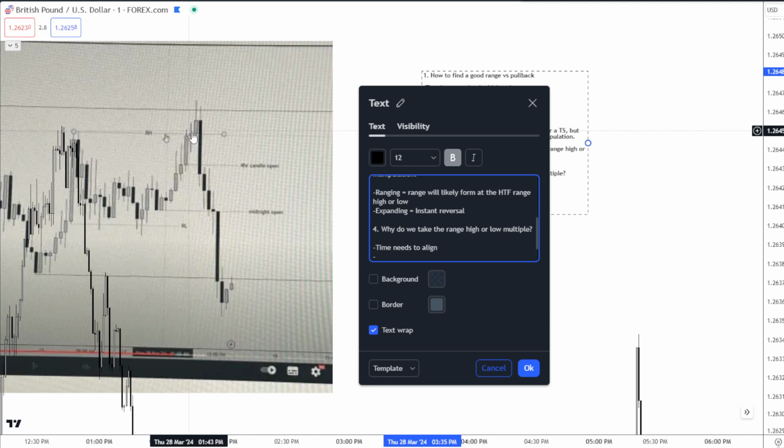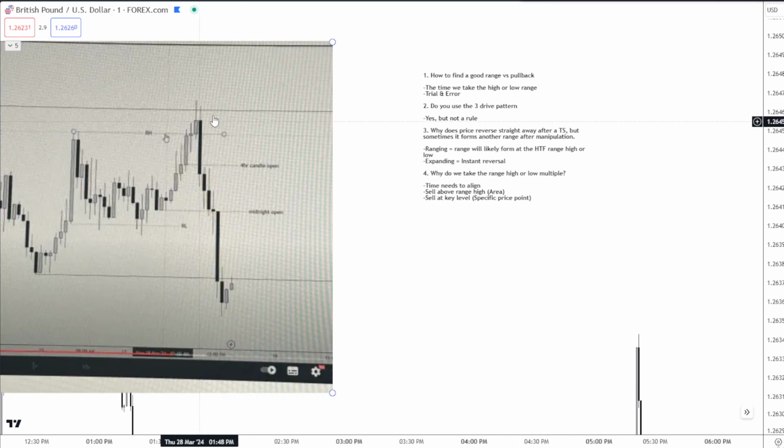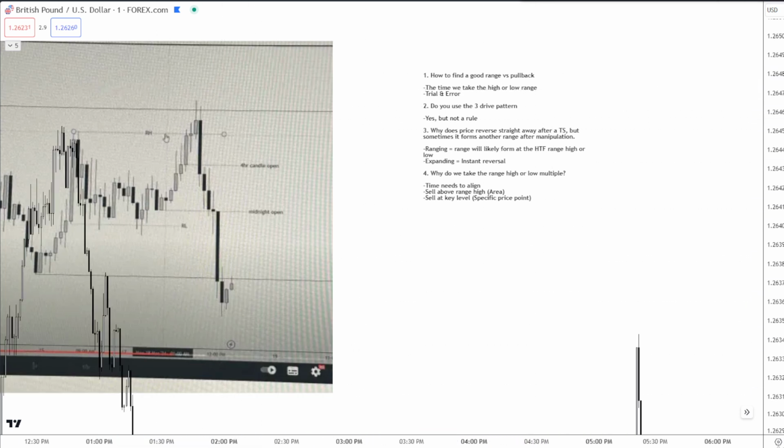Well, sometimes you can if your key level is right there, but since the key level is above here, all you're looking to do is sell above the range high, right? But where you're really selling at is the key level. So sell above range high, which is an area, and then sell at the key level, which is a specific price point. Okay. So that's how you know when to sell, if the key level holds.